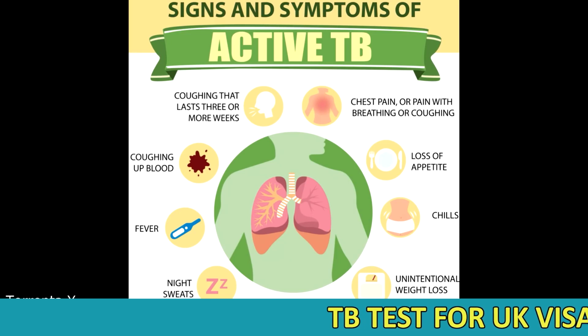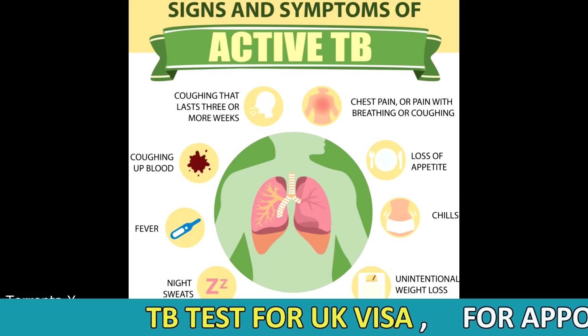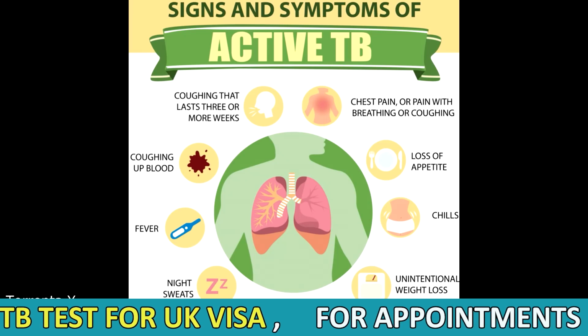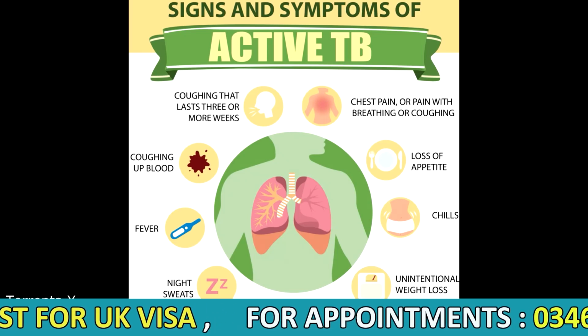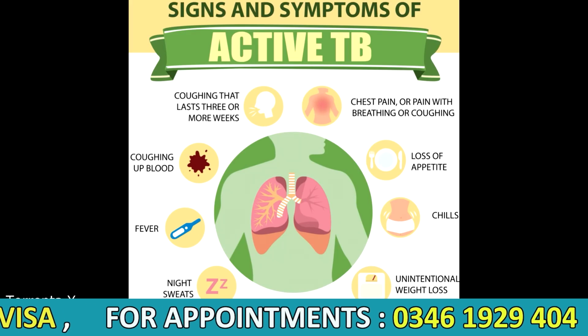Do they have a fever, night sweats, fatigue, unintentional weight loss, chills, a loss of appetite, they just don't feel like eating, or they're having chest pain or pain with breathing or coughing? All can be related to an active tuberculosis infection.